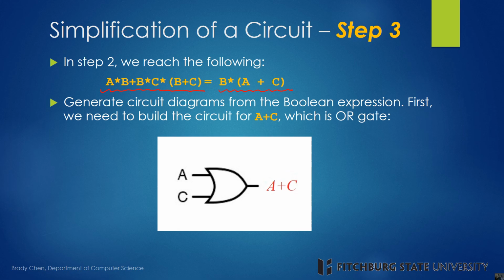The first thing we need to do is start from the expression inside the parenthesis. That's the first thing we need to calculate, right? So first we need to build the logic circuit diagram for A plus C. Okay, so this is what we have. We have input A and input C, and then we have A plus C. That's an OR gate. So then we got A plus C. Okay, so that's the first step.